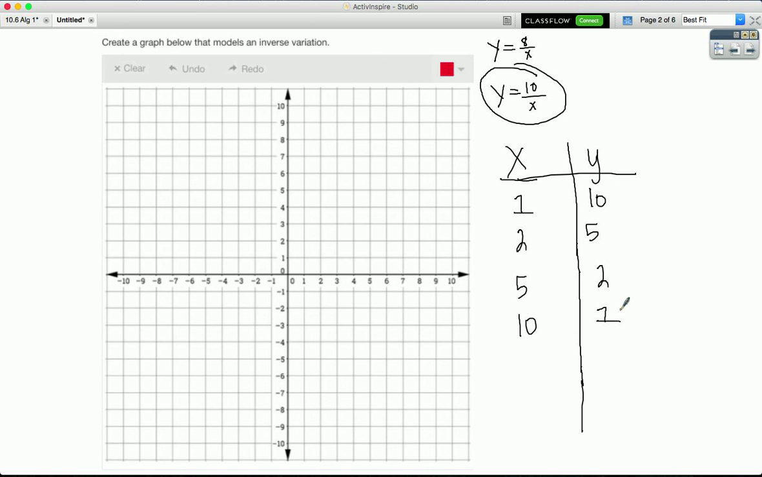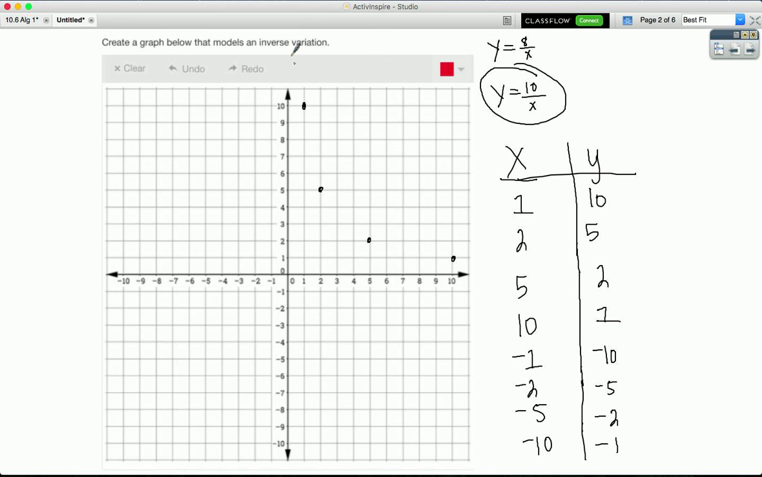But I also need some negative values, so I could do these same values in the negative form, negative 1, negative 2, negative 5, negative 10, and I would just get the negative version of the output, negative 10, negative 5, negative 2, negative 1. I would plot the ordered pairs, so we've got 1, 10, 2, 5, 5, 2, and 10, 1.